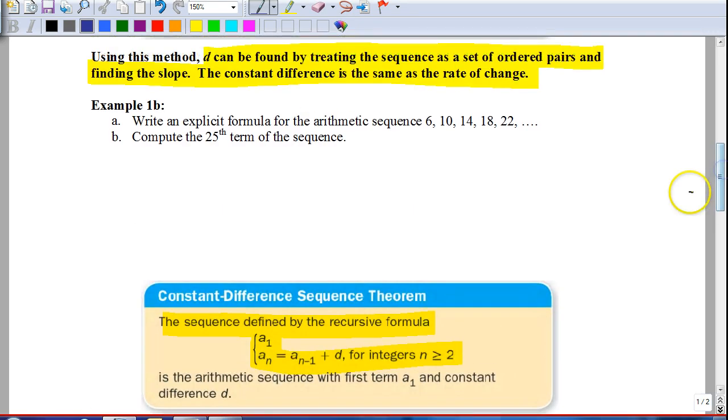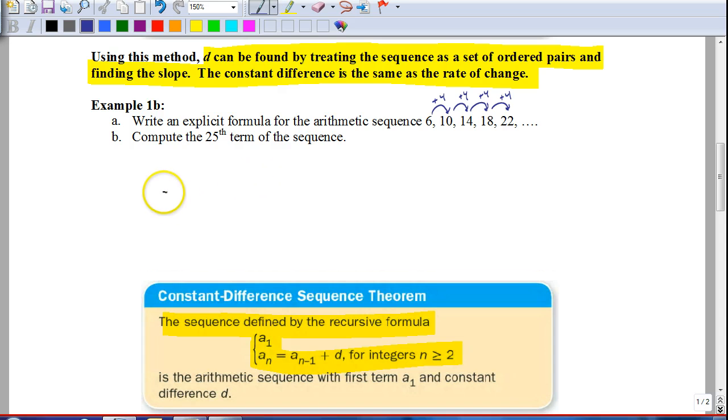Okay, why don't you guys give this one a shot. Try to find the explicit formula for this sequence. And so pause the video and hit play when you're ready to start. So you should have noticed that we're adding 4 each time here. So that's your constant difference.